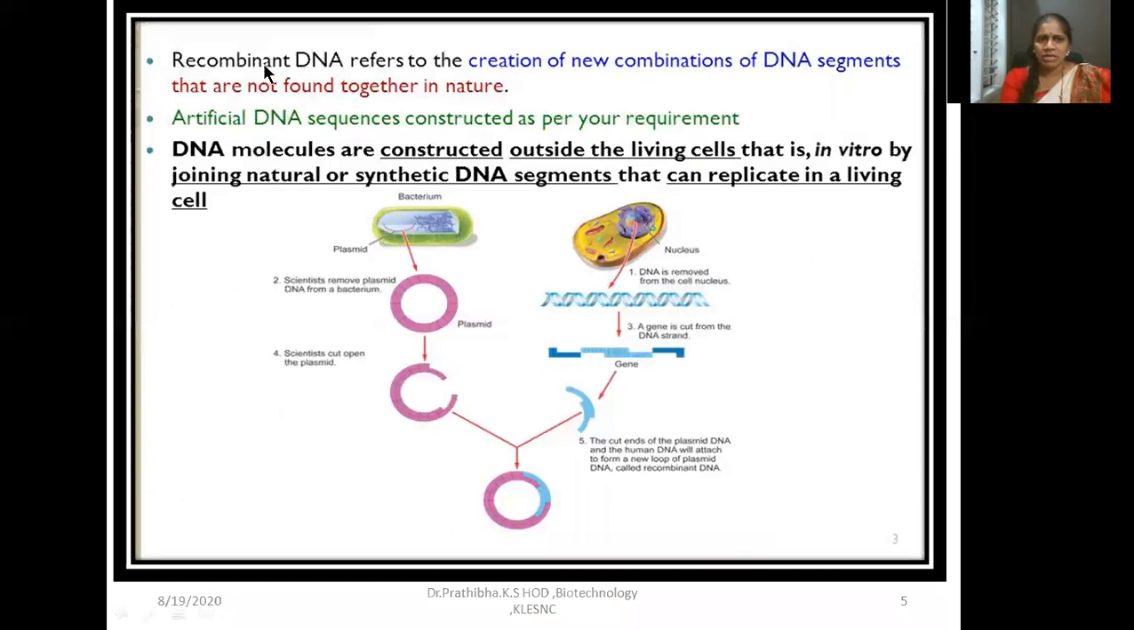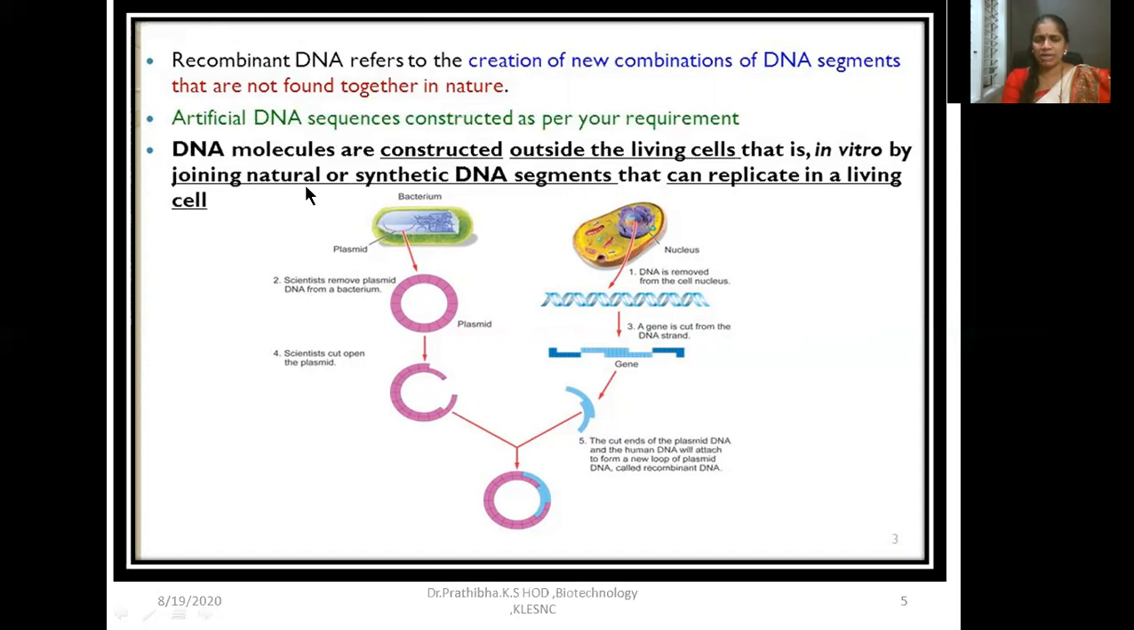Here you can make out, recombinant DNA refers to the creation of new combinations of DNA segments that are not found together in nature. Artificial DNA sequences are constructed as per the requirement of the person, based on his target. DNA molecules are constructed outside the living cells, that is in vitro, by joining natural or synthetic DNA segments.